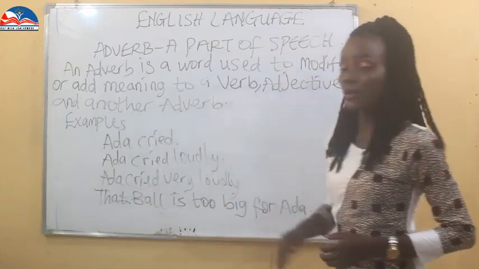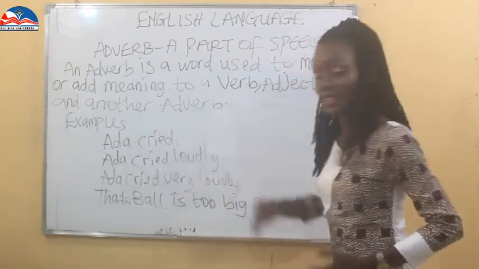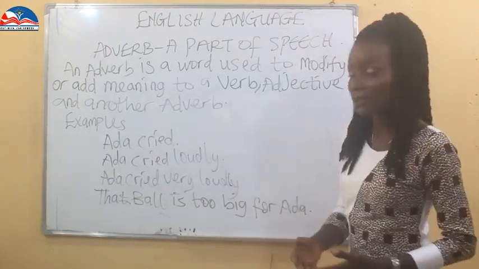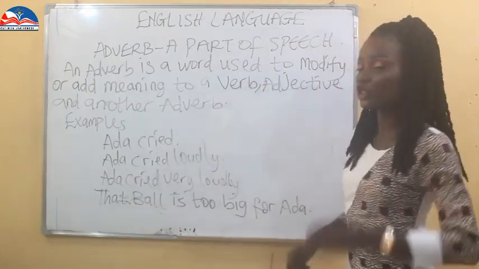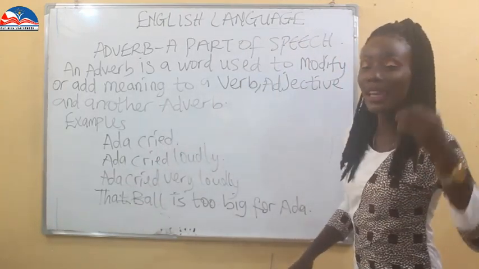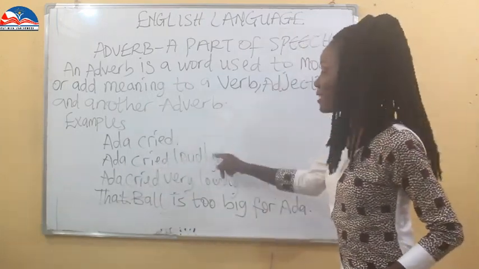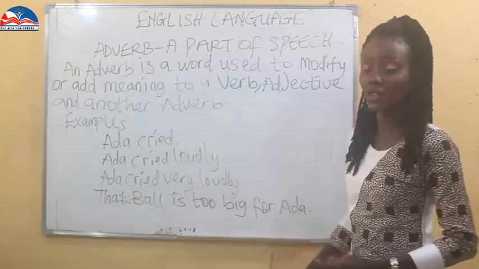So loudly is adding meaning to the manner of how Ada cried. In the first example, we said Ada cried. So this second sentence is telling us how Ada cried. Ada cried loudly. An adverb is a word used to add meaning to a verb. This is a verb, cried. We are adding meaning to this verb by using loudly. The extent of how Ada cried.